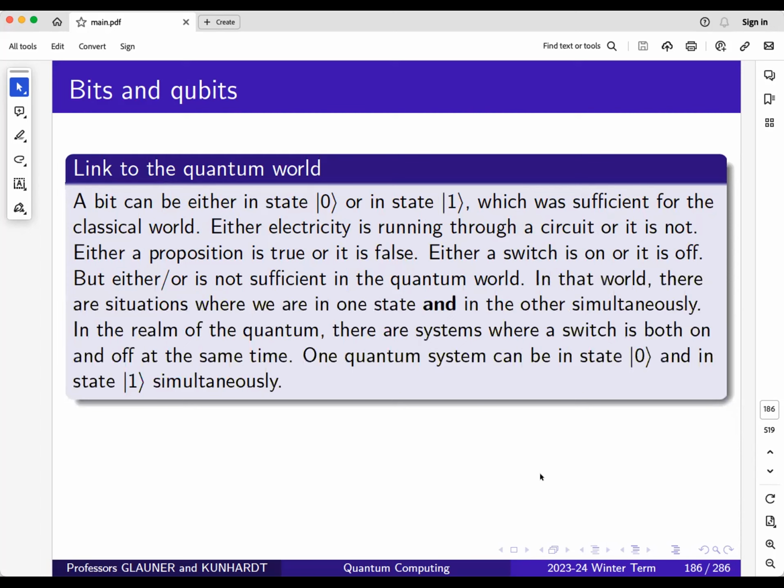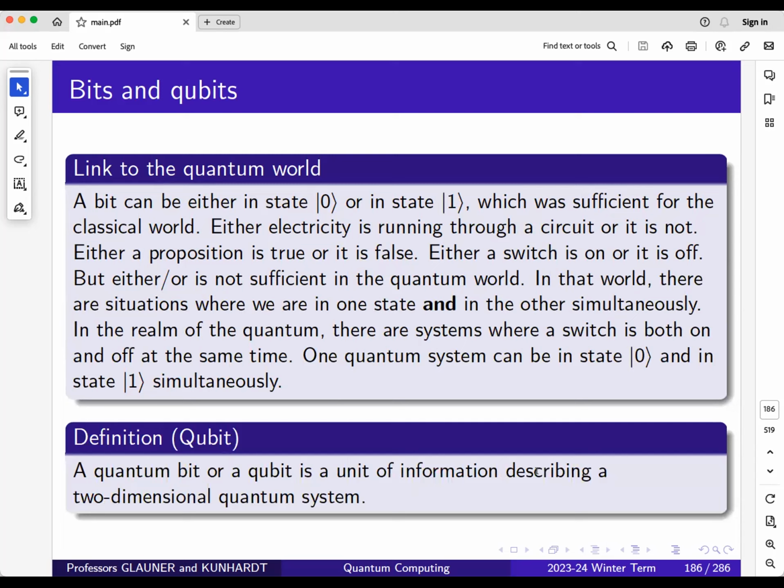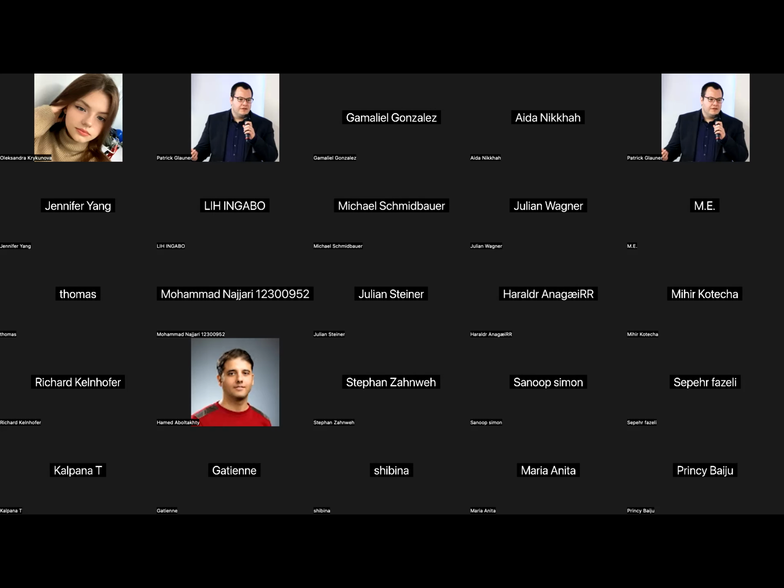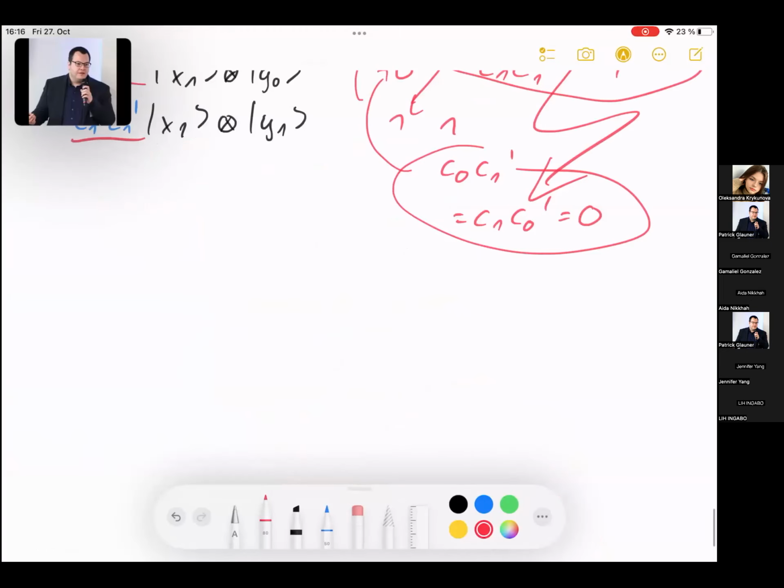And now in the quantum world, we are able to combine these two basic states in a qubit. So we are partially in 0 and partially in 1. And that's the idea of a qubit. It's a quantum bit. And just so that it doesn't get too boring looking at slides, I will do the last few slides interactively and develop them here on the whiteboard.